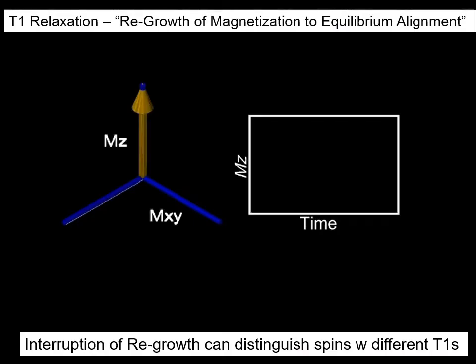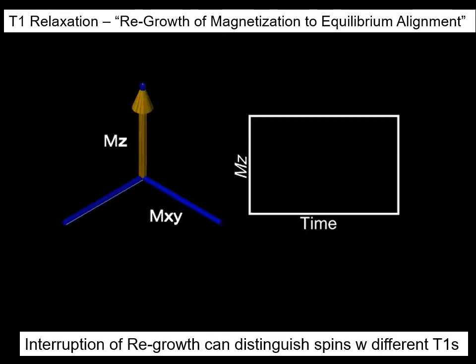The final tissue property that I'm going to discuss in this talk is called T1 relaxation. T1 relaxation describes the regrowth of the magnetization vector back to its equilibrium state after it had been excited downwards out of its equilibrium state.